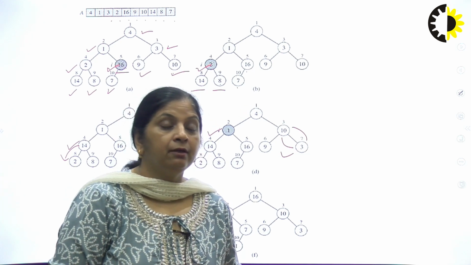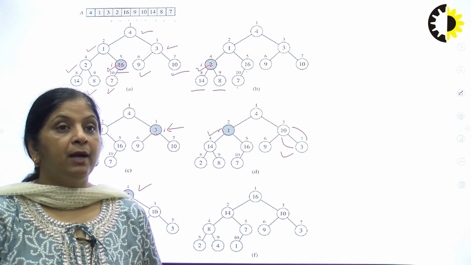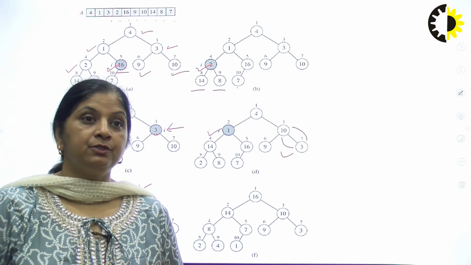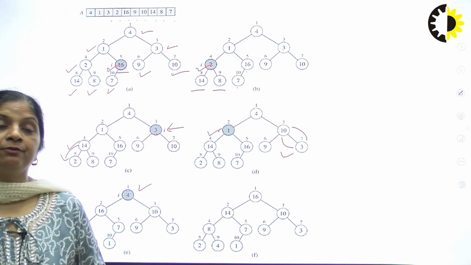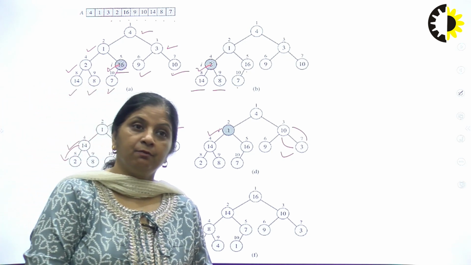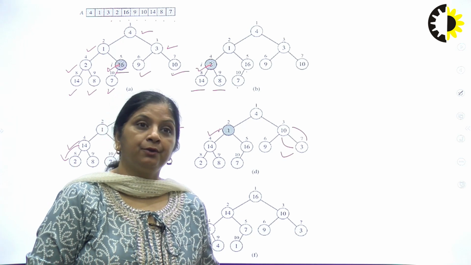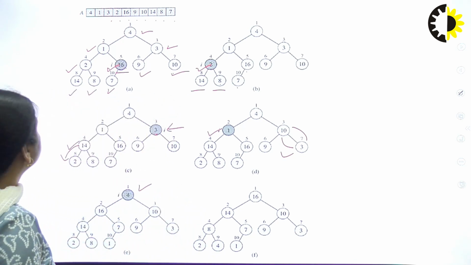So what we did, by taking the bottom up approach, we can save the max heapify calls for leaf nodes. So it is better than if we take the top down approach.